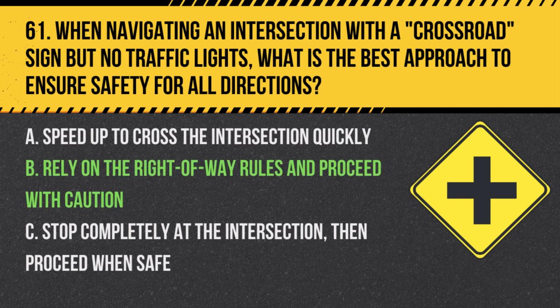Answer. B. Rely on the right-of-way rules and proceed with caution. In intersections marked with a crossroad sign, but without traffic lights, drivers should follow right-of-way rules, slow down, and proceed with caution after ensuring it is safe from all directions.